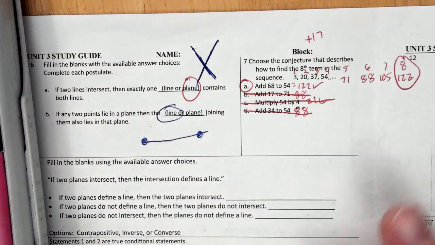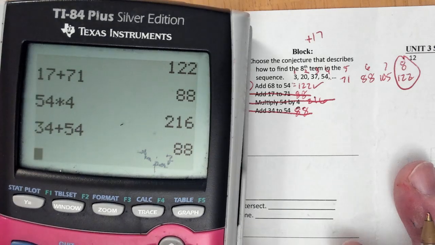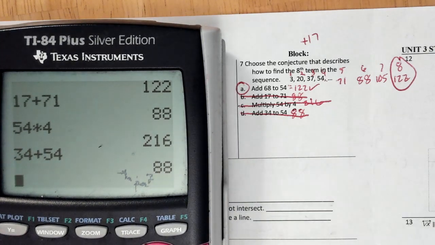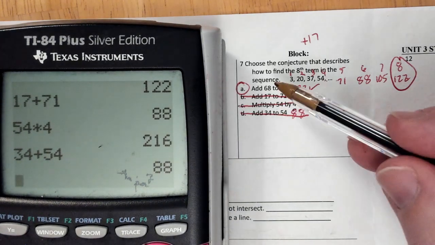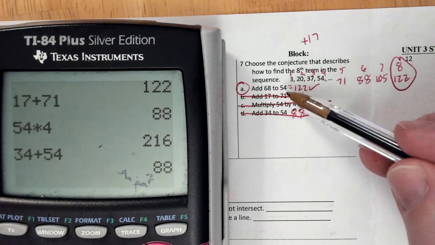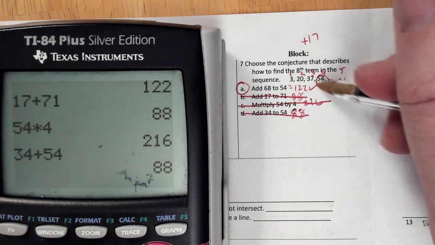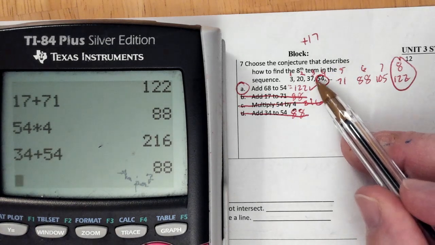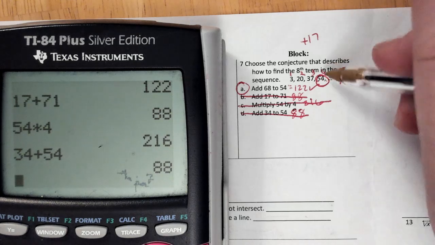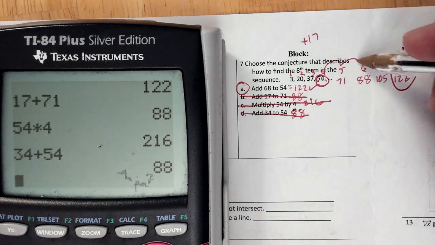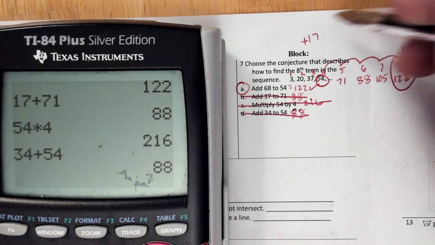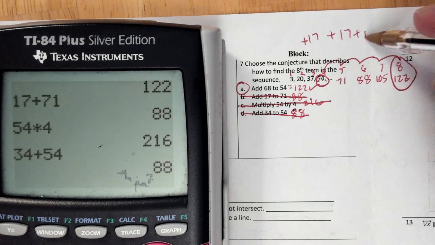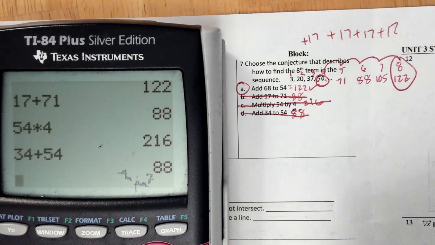I don't know why, but it is. Now let's see if we can actually figure this out. Okay, 68, I don't know where that came from, but 54, that's this. Now, what did we do to 54? We kept adding 17, right? I added 17 once, twice, 3 times, 4 times. So 17, 17, 17, 17. Okay, so I did it 4 times.